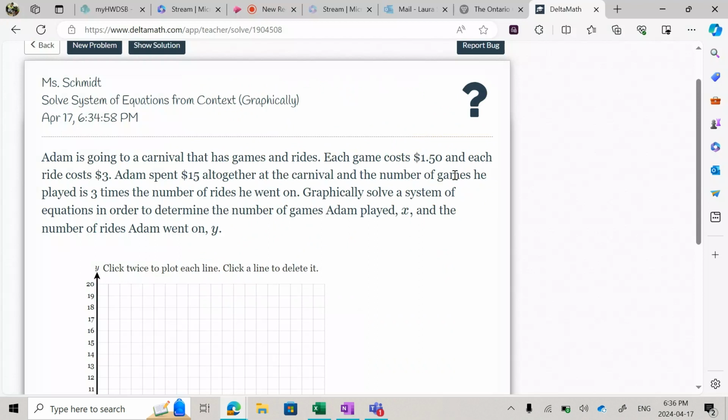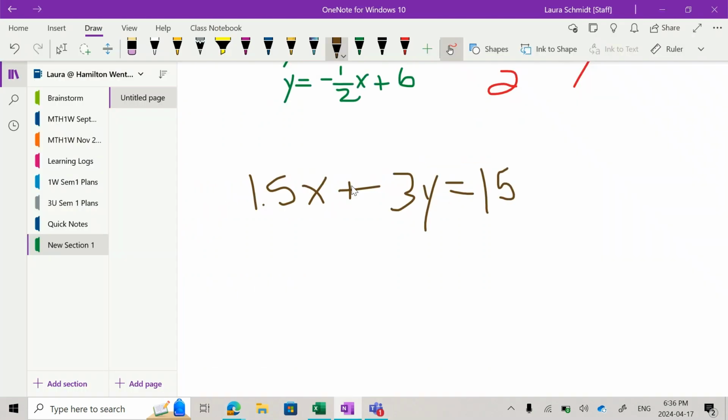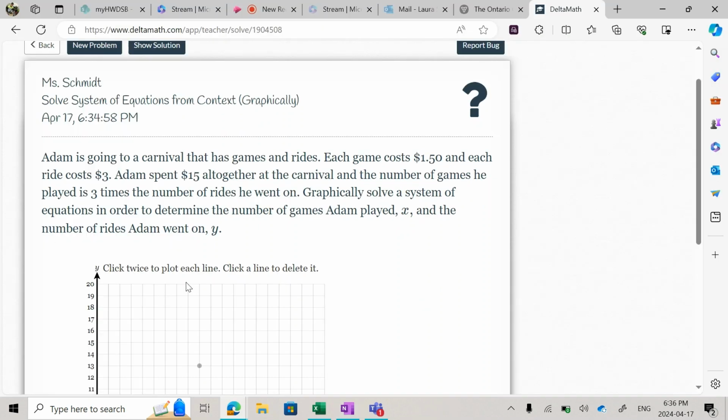And the number of games he played is 3 times the number of rides he went on. Okay, so wait, I gotta say that again. The number of games is 3 times the number of rides. I sometimes have trouble with that. So I always like to start with x equals y. That would be the same, but they're not the same because he went on 3 times as many rides.